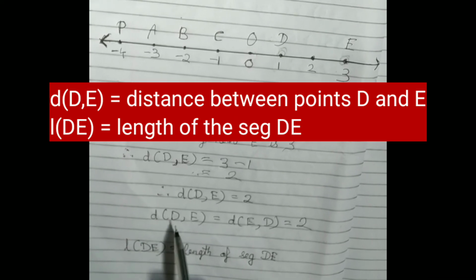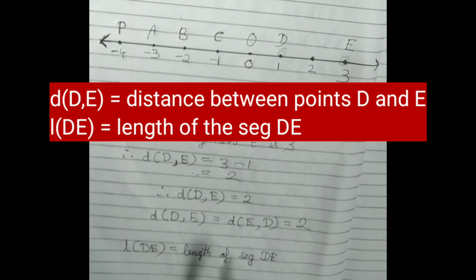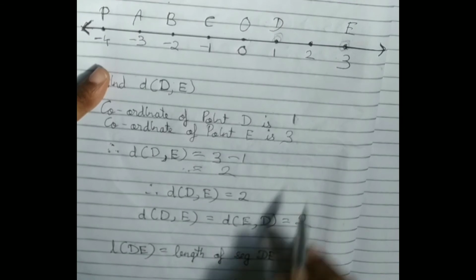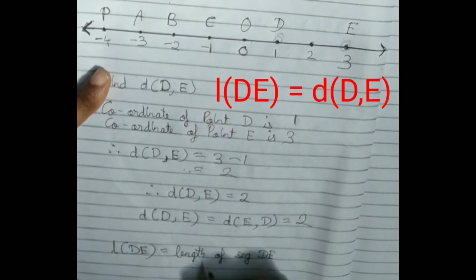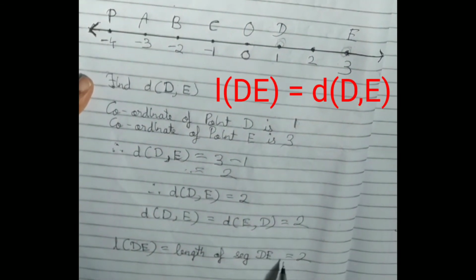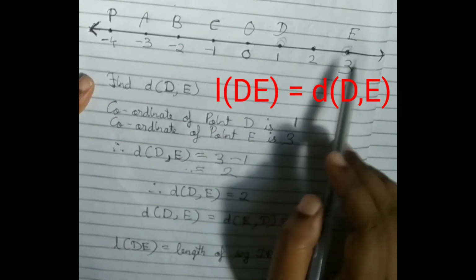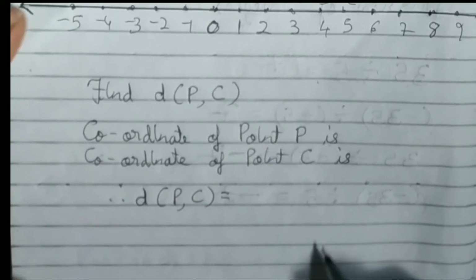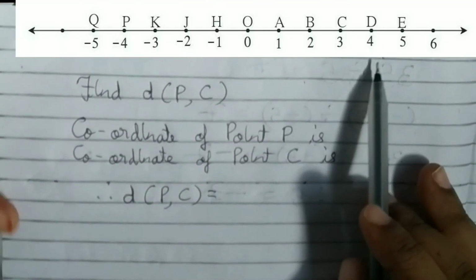For denoting the distance, we put a comma. So length of segment means how much? Here you can see the length is equal to the distance only. Length of segment DE is equal to the distance between points D and E. That is 2. Now we will solve some more problems on this distance.